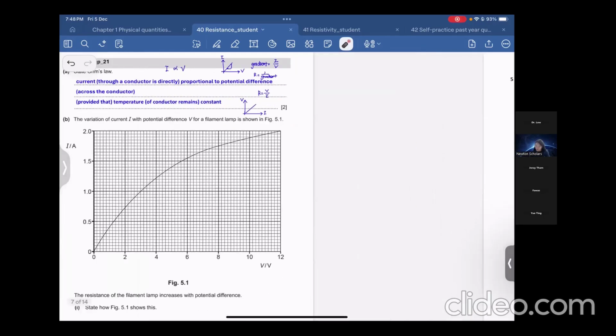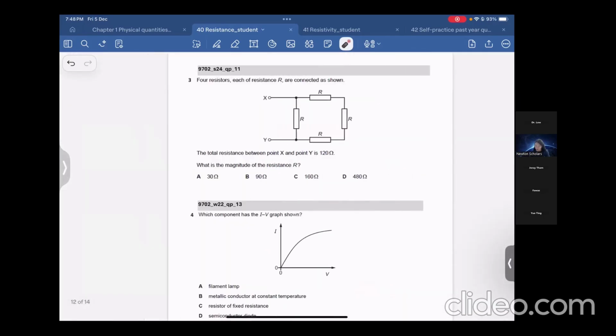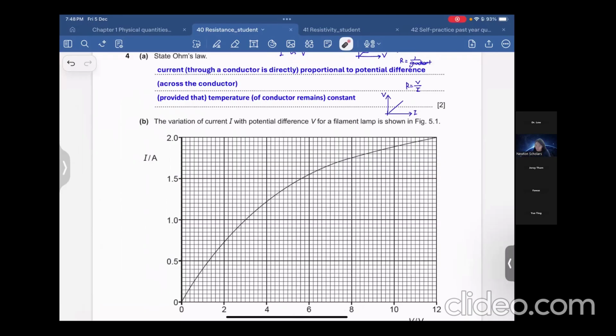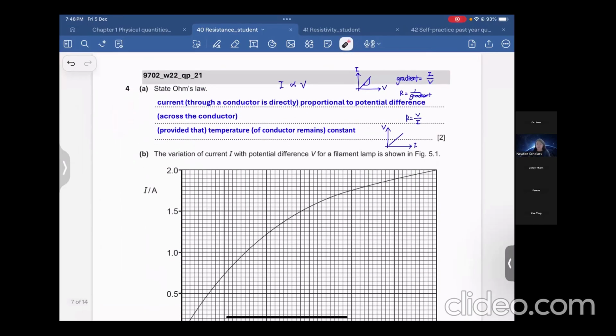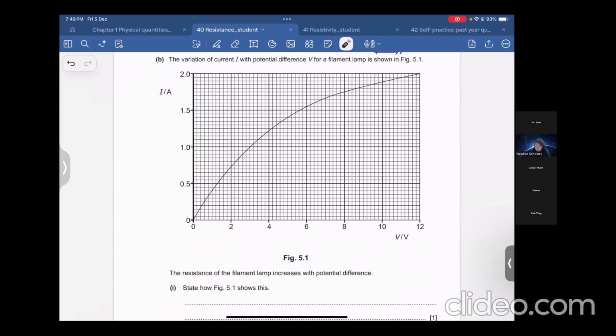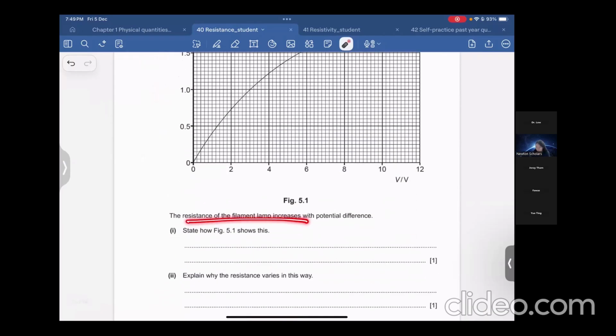Not only this question, later on we will have more. I will go through them maybe in the next lesson, next worksheet. This is quite a common definition they want to ask. No need to memorize, but we use the concept here to explain. That's all. Here, the variation of current I with potential difference V for the filament lamp. So this case is a filament lamp. The resistance will change, will increase, as the voltage increases.